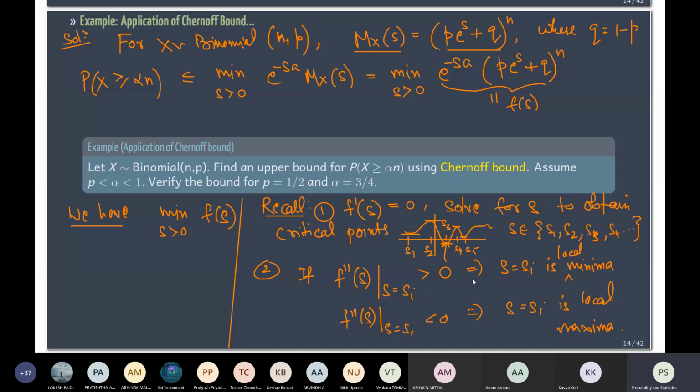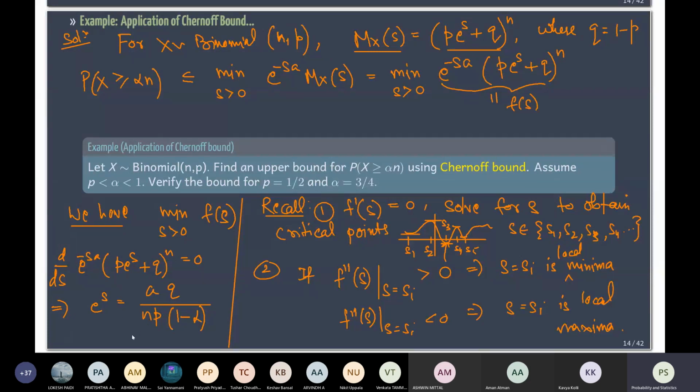So there are a few steps I'm going to skip here, and I leave this as an exercise for you. What I'm claiming is that the point where the derivative is equal to 0 is actually the minimum. So what I'm going to do is take f prime(s), which is d by ds of e to the minus sa times (p e to the s plus q) to the n, equal to 0. If you solve for this, these are small things I'm leaving up to you, then to save some time, I have noted this down already: e to the s equals aq by np(1 minus alpha). Okay, so this is what you will get.